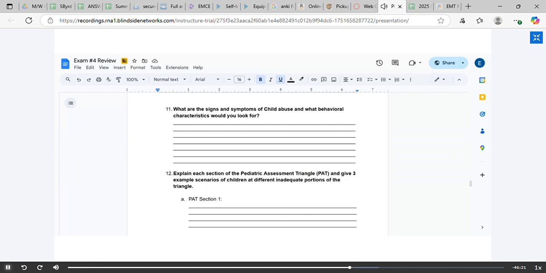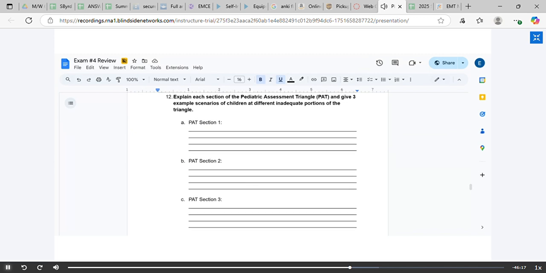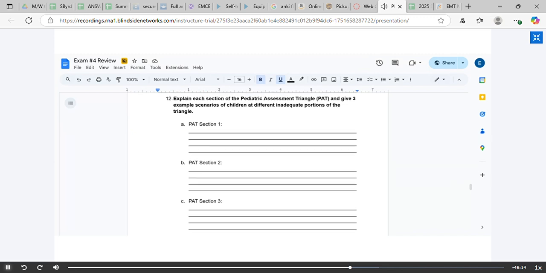Okay. Pediatric assessment triangle. So we've kind of talked about this a little bit already, not necessarily the PAT, the pediatric assessment triangle, but when we talk about that initial patient assessment view from the door, it's very similar to the PAT, okay? So that pediatric assessment triangle, let's pull up a picture of this.